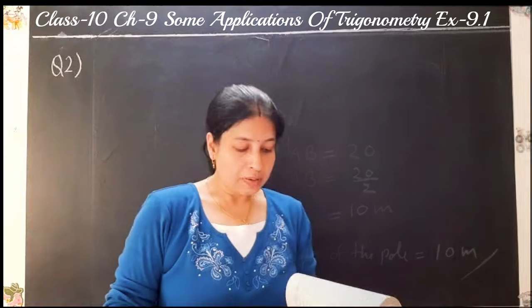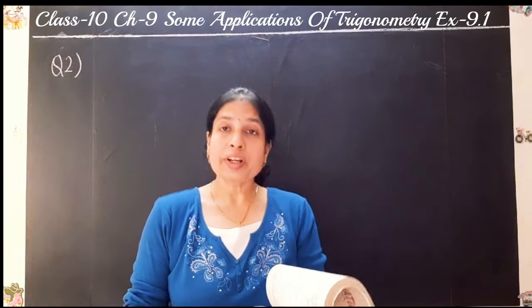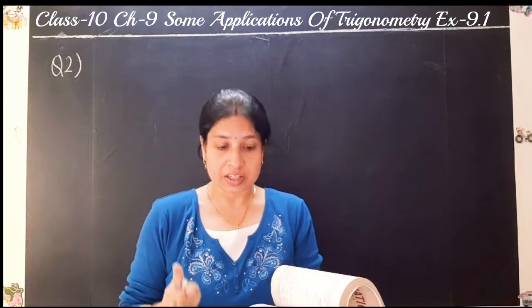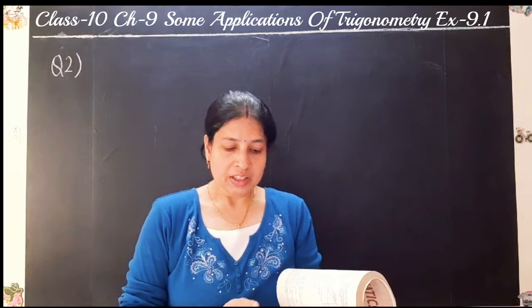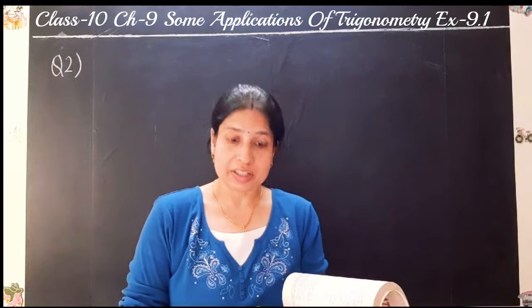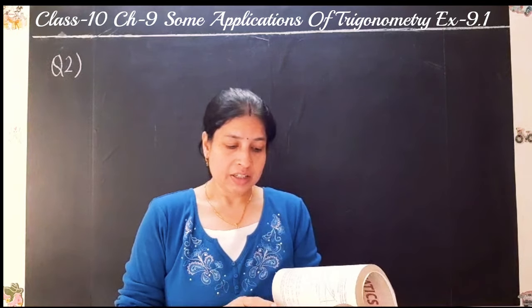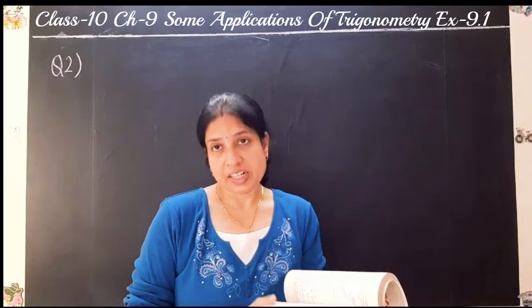This is your answer. Let us see question number 2. A tree breaks due to storm and the broken part bends so that the top of the tree touches the ground, making an angle 30 degree with it. The distance between the foot of the tree to the point where the top touches the ground is 8 meter. Find the height of the tree.